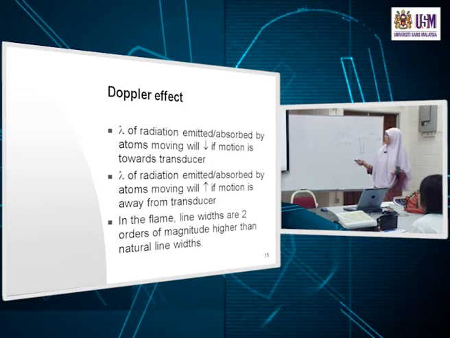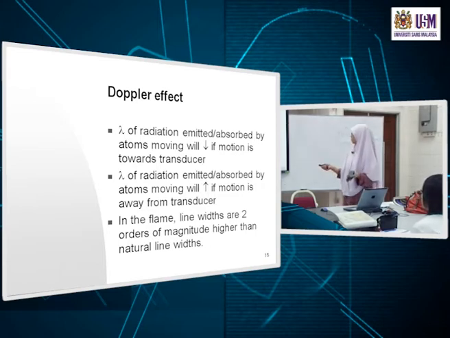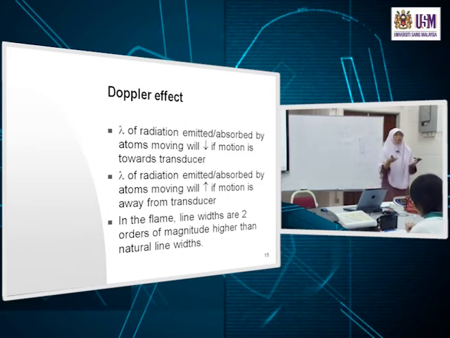If it's moving away from the transducer, the wavelength will be higher. So due to its movement, whether it's towards or away from the detector, the wavelength that the detector detects is going to be different. Hence, you get that finite line width. So it's not only one wavelength. And in the flame, where we will talk about in atomic absorption, the atoms will be formed in the flame. So in the flame, where you have more energy given to the atoms moving here and there, you get that the line widths are now two orders of magnitude higher than the natural line width.